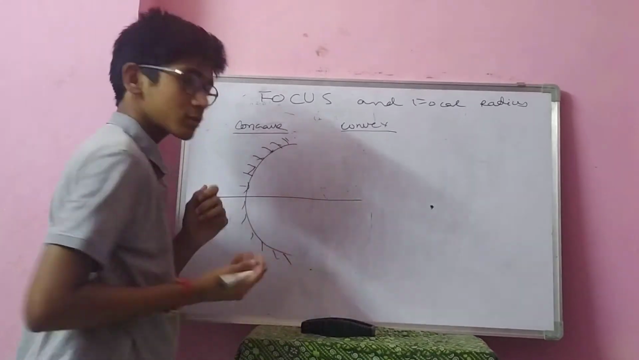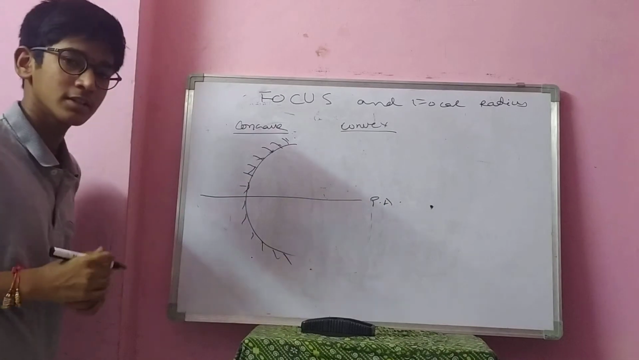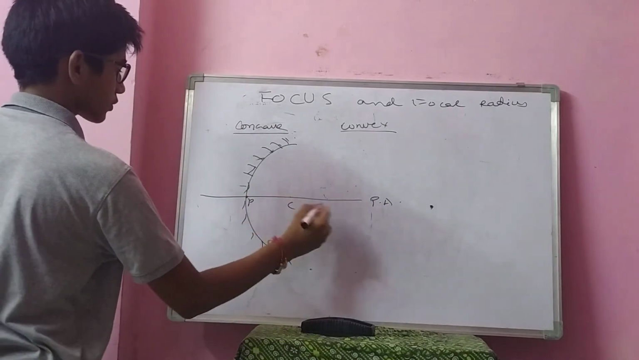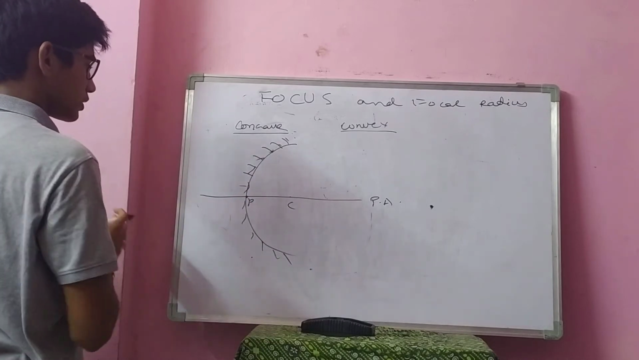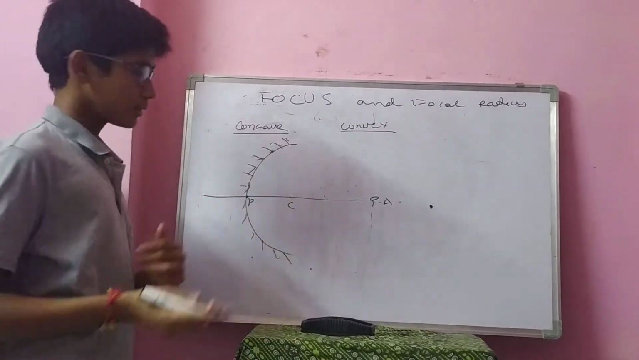We know this is called the principal axis, right? Now this is the pole. This is the center of curvature. Up to now we have discussed this much only. This is called the radius of curvature.